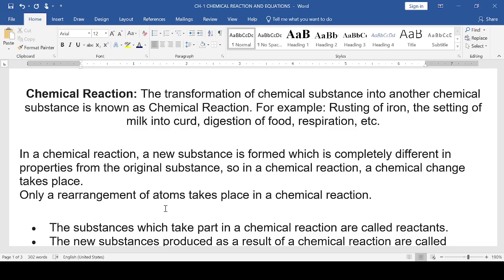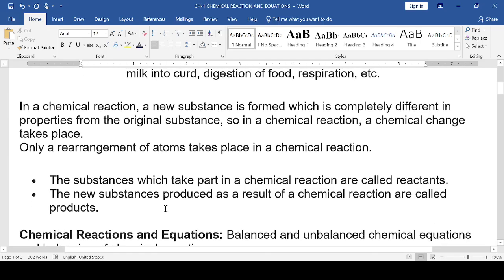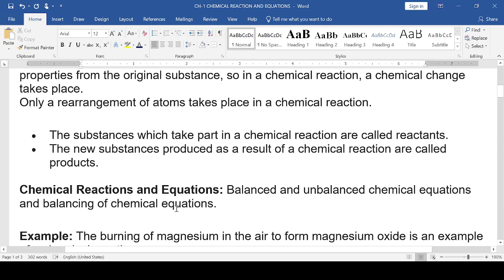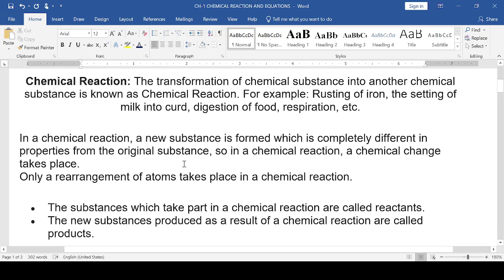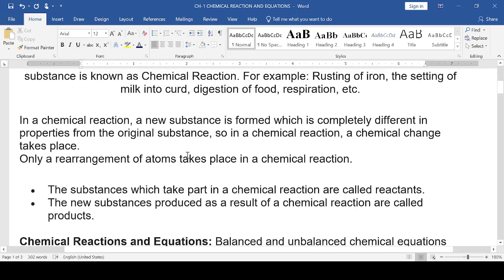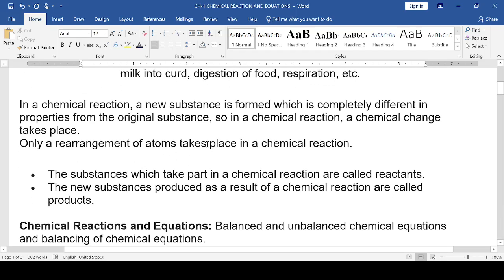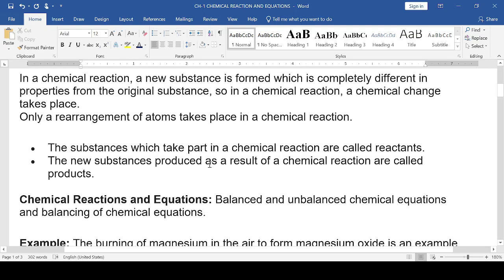One chemical substance is transforming into another chemical substance due to chemical reaction. In a chemical reaction, always remember students, a new substance is formed which is completely different in properties from the original one. Last night it was milk, but in the morning when you got up it had completely changed into curd. So curd is different, milk is different. In a chemical reaction, a chemical change takes place, that is, rearrangement of atoms takes place.